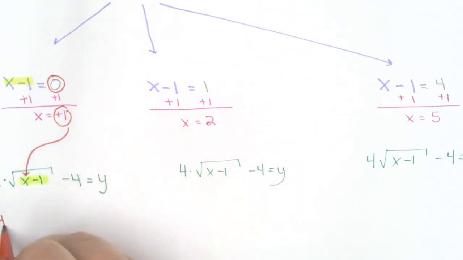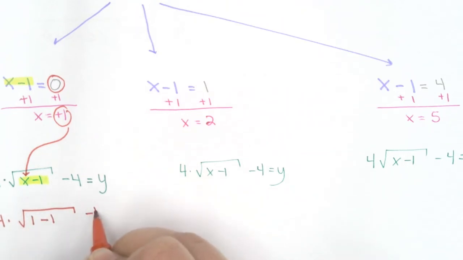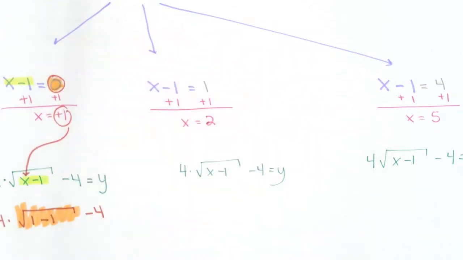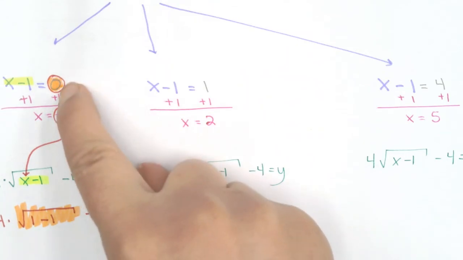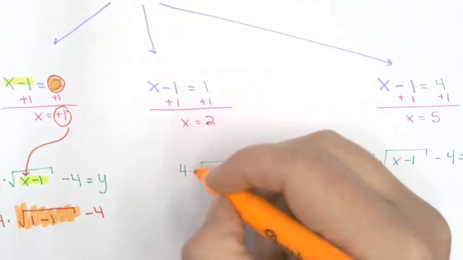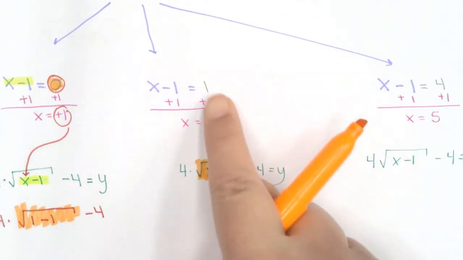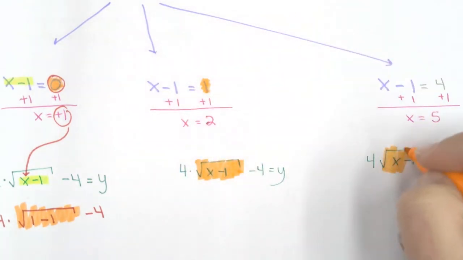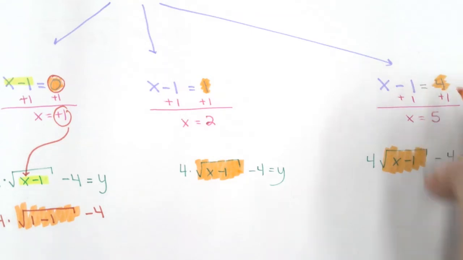So we got 4 times the square root of 1 minus 1, minus 4. And you're going to solve for your y. This part right here will always equal your original parent function value. It just comes back from where you came from. So you came from a 0 here, so this part that's highlighted in orange will be a 0. If this right here came from a 1, that section that I just highlighted will be a 1. This part right here came from a 4, so this part will be a 4.